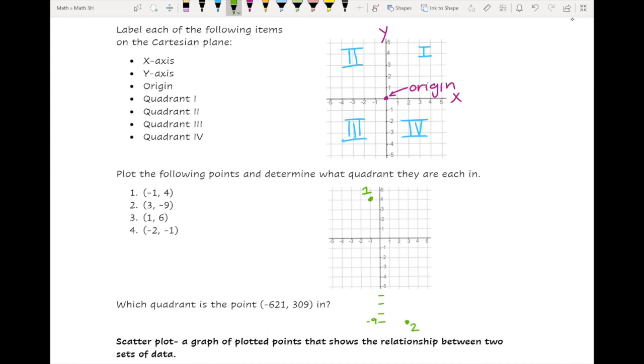The point (1, 6), again, kind of off the chart here. There's the point (1, 6), our third point. It's in quadrant 1. And the point (-2, -1). This is number 4 here. And it is in the third quadrant.